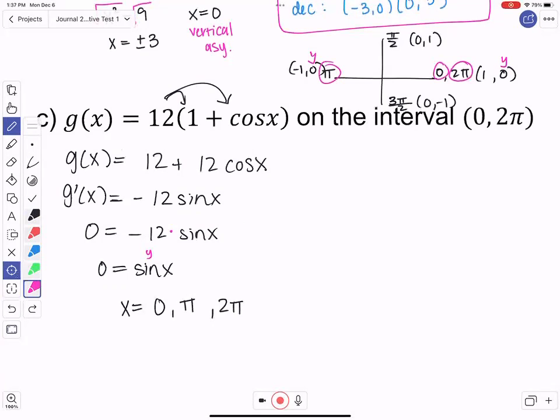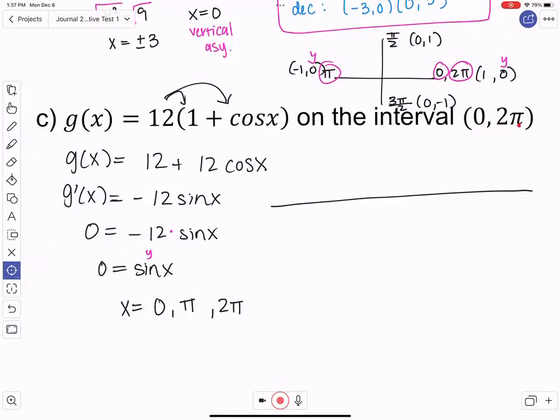So we have our x values, but we need the increasing and decreasing intervals. So I'm going to draw a line graph. Now, because it only goes from 0 to 2 pi, I don't want to put infinity signs. I want to chop it off at 0 and 2 pi.